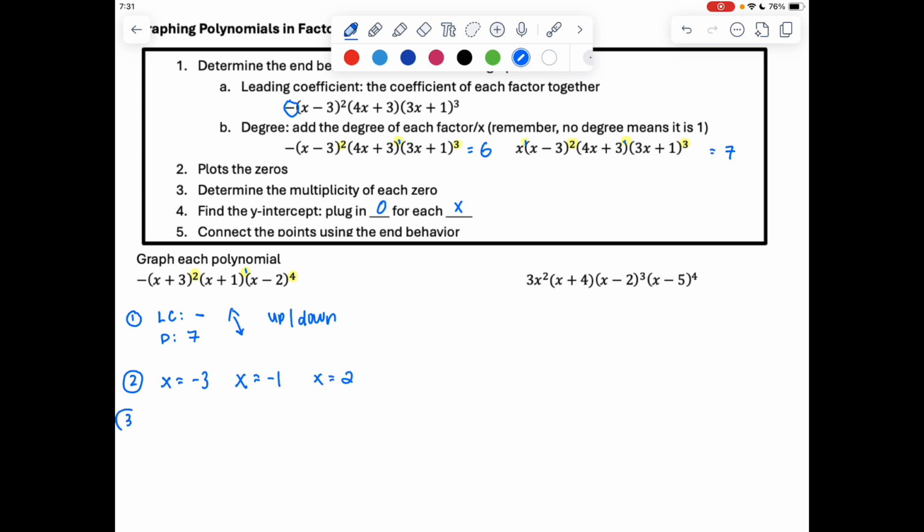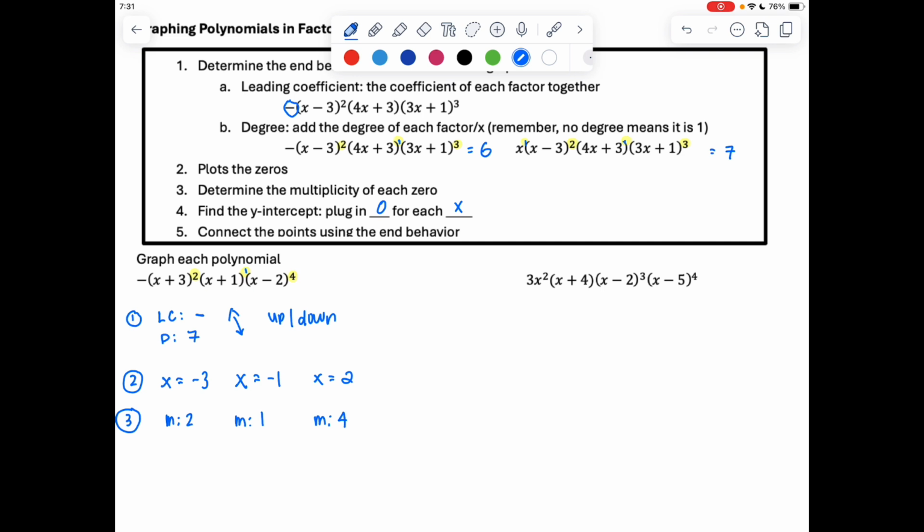Now we can determine the multiplicity of each of these. Remember, our multiplicity is the exponent from the factor it came from. The stuff that we have highlighted in yellow up there. So here we have a multiplicity of 2. Then we have a multiplicity of 1 and a multiplicity of 4.